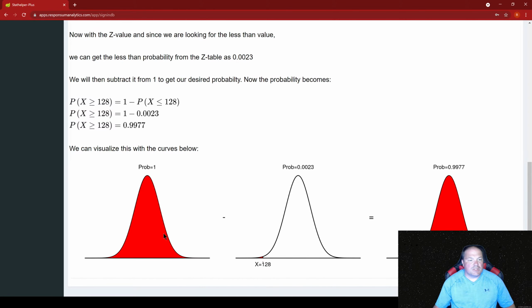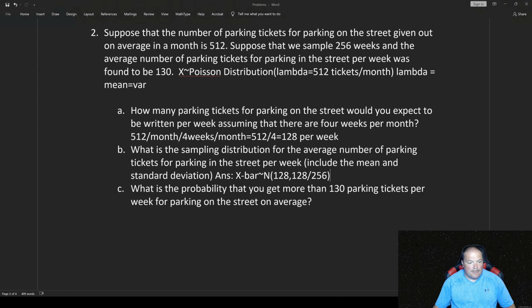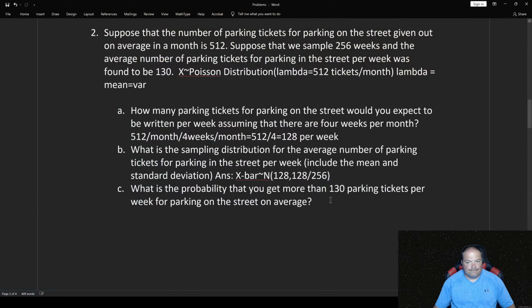Okay, so the answer here, we come back here and we say the probability that you get more than 130 parking hours per week for parking on the street, on average, is 99.77.